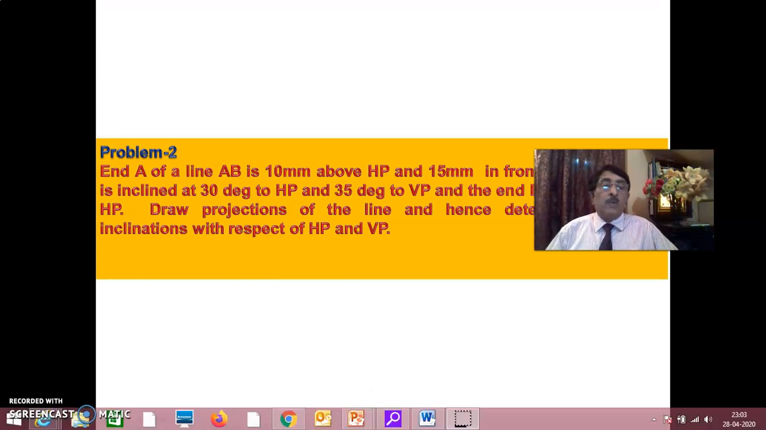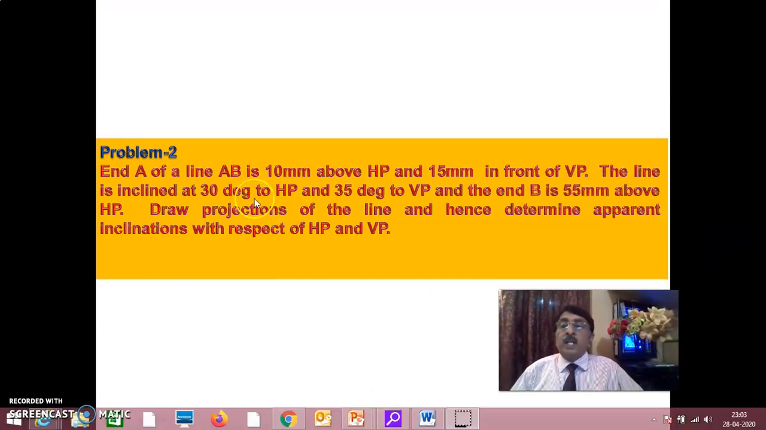Now there is one more problem here. Okay, what we do? End of the line AB is 10 mm above HP, 15 mm in front of VP. This is anyway not a parameter. Whatever the distance, you take it. The line is inclined at 30 degrees to HP, 35 degrees to VP, and the end B is 55 mm above HP. Draw projections. Okay, here the three parameters: line is inclined at 30 degrees to HP, that means theta is a parameter. 35 degrees to VP, phi is a parameter.